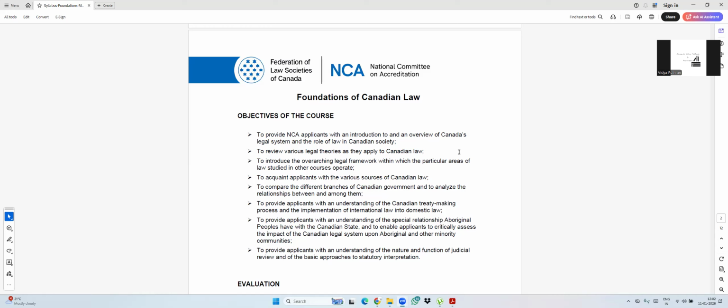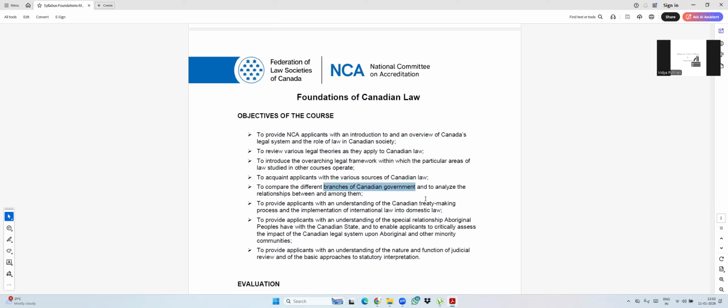So all the NCA candidates have come from different countries, different law backgrounds. But what is the Canadian law? What is it, and how does it impact the daily life of the people? And here, because we are seeing a lot of theories and theoretical approaches, it all goes back to thinking, right? So that's what I was saying in yesterday's consultation call as well, that it makes you think and review various legal theories and particular areas, specifically with respect to core sources of the Canadian law.